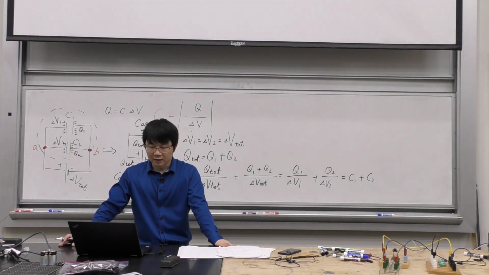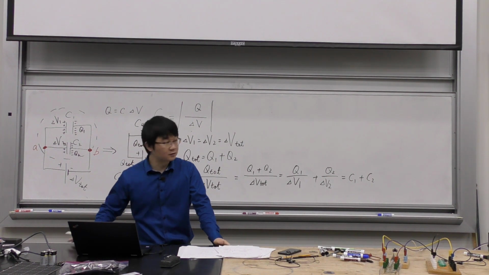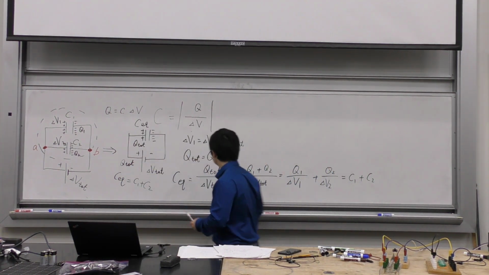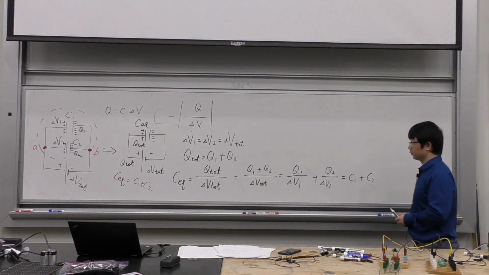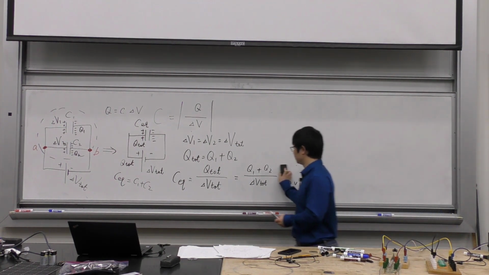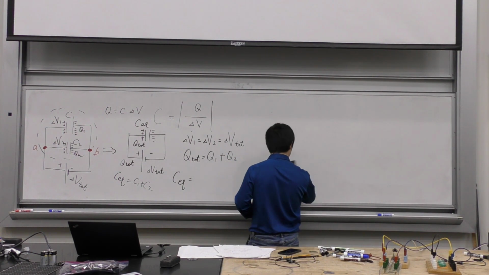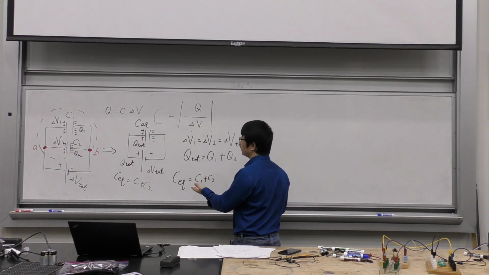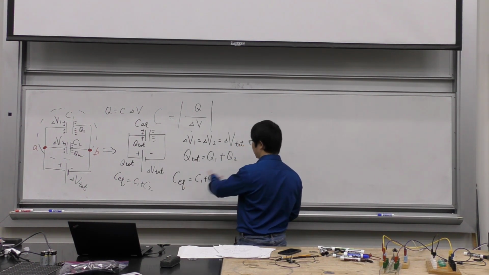Now another way to connect these capacitors is in series. So what does series mean? I'm going to erase this because we have already finished this. So this is just going to be C1 plus C2. Of course, if you have three of them in parallel, you just add three of them.